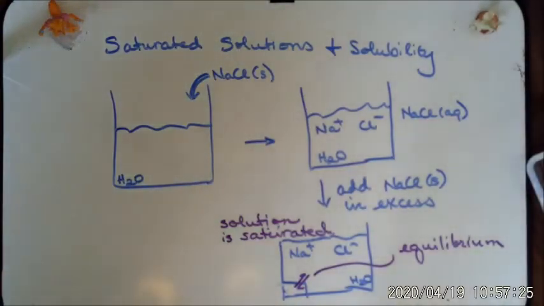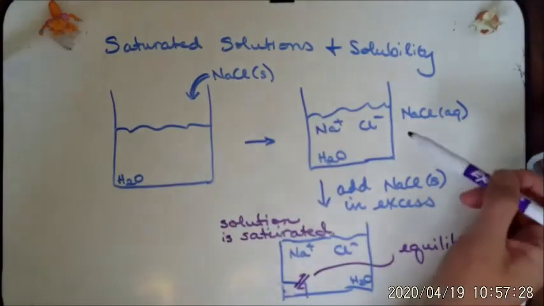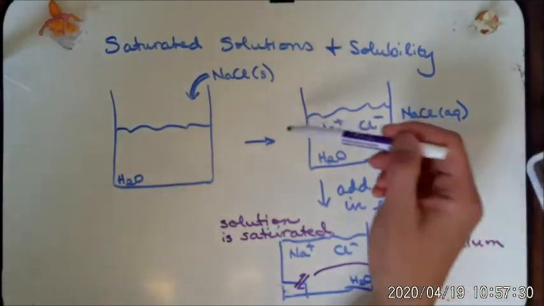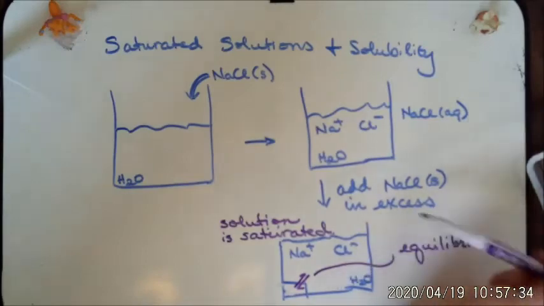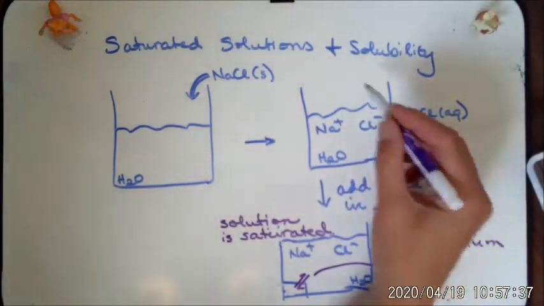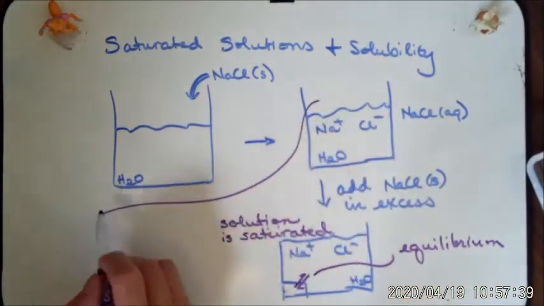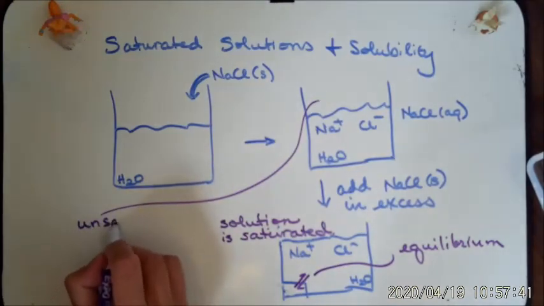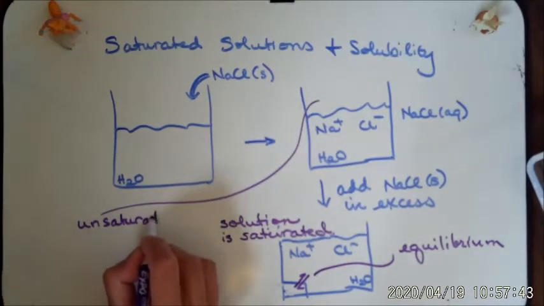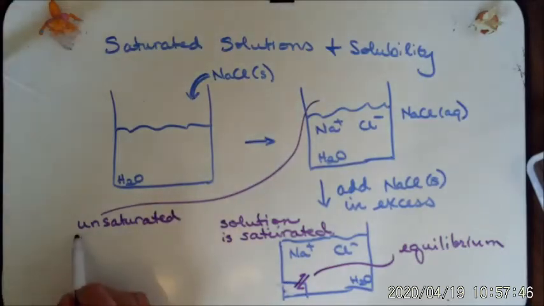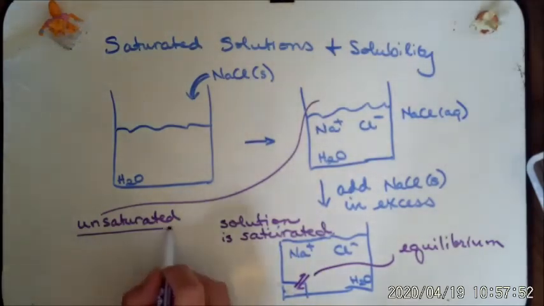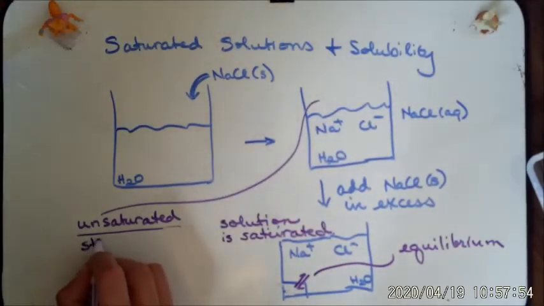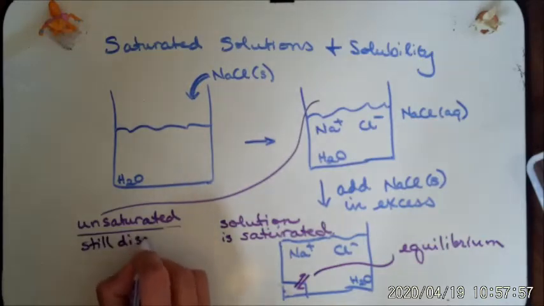What about this one? I added sodium chloride and it dissolved. If I continue to add sodium chloride, it'll continue to dissolve until I add in this excess, right? So if it still dissolves, this is called unsaturated. So the amount of sodium chloride that I have in solution is less than the amount here. Not only that, so you can still dissolve more solute.